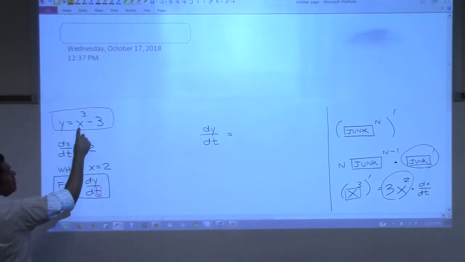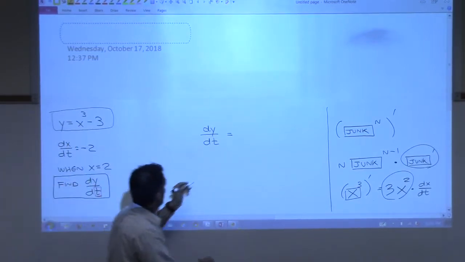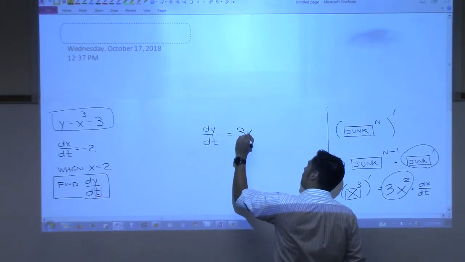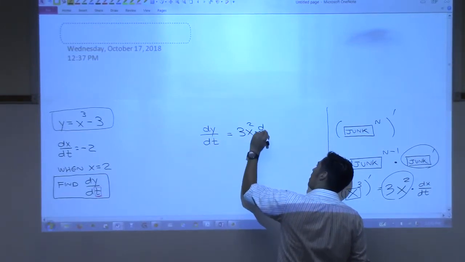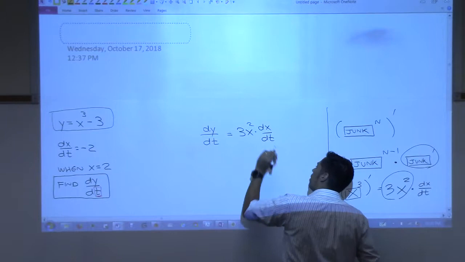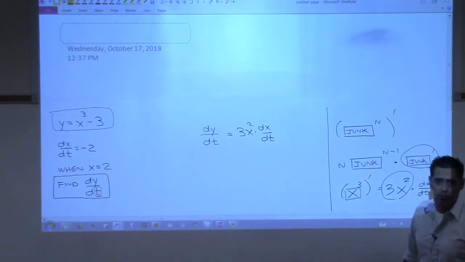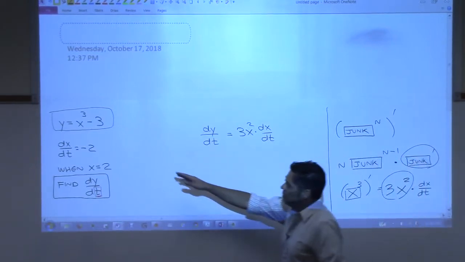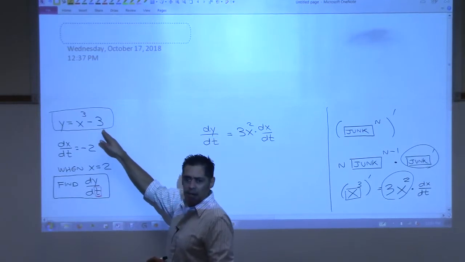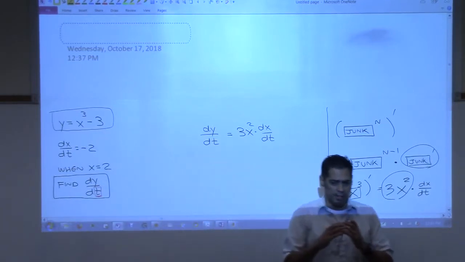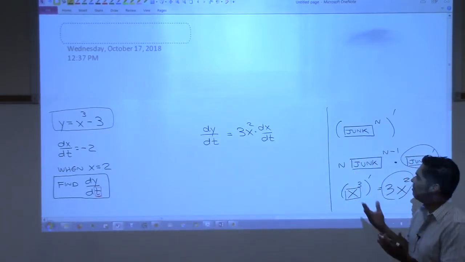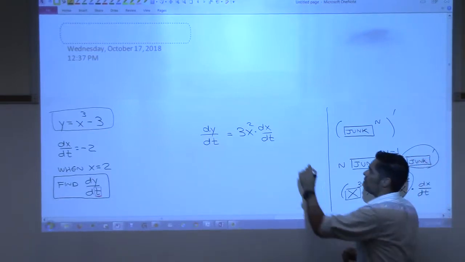Let's see. Derivative of that with respect to t. So what is it? 3x squared times dx/dt. And we are done taking the derivative of x cubed. Now we move on, minus the derivative of 3, and the derivative of 3 is still 0. Okay, so that's it. This is the result of taking the derivative.